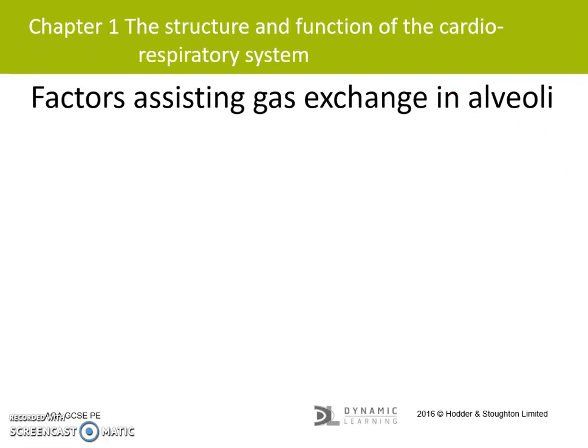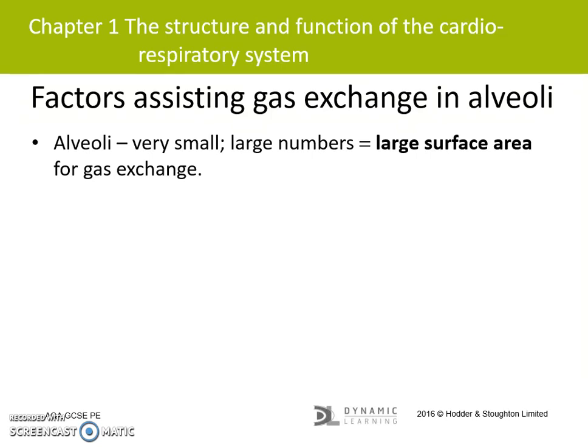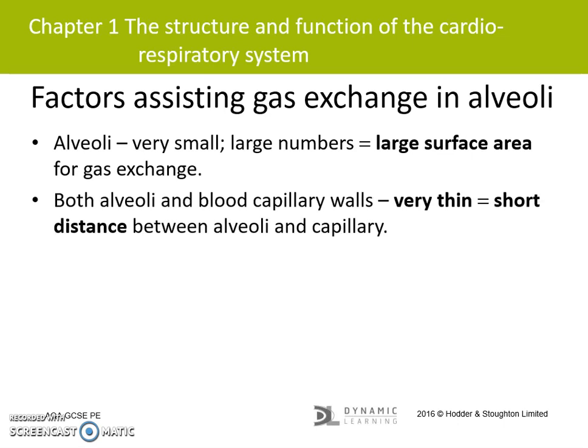Now, there's a lot of factors that assist with gaseous exchange in alveoli. So what this means is there's a lot of different structures in the alveoli that help it with gaseous exchange. For example, they're very small, but there is a large number of them. So overall, there is a large surface area in the lungs for gaseous exchange to take place. Both the alveoli and capillaries that cover the alveoli are very, very thin. So there's only a very short distance between the alveoli and capillary. So oxygen and carbon dioxide have a very short distance to travel. That can happen really quickly.